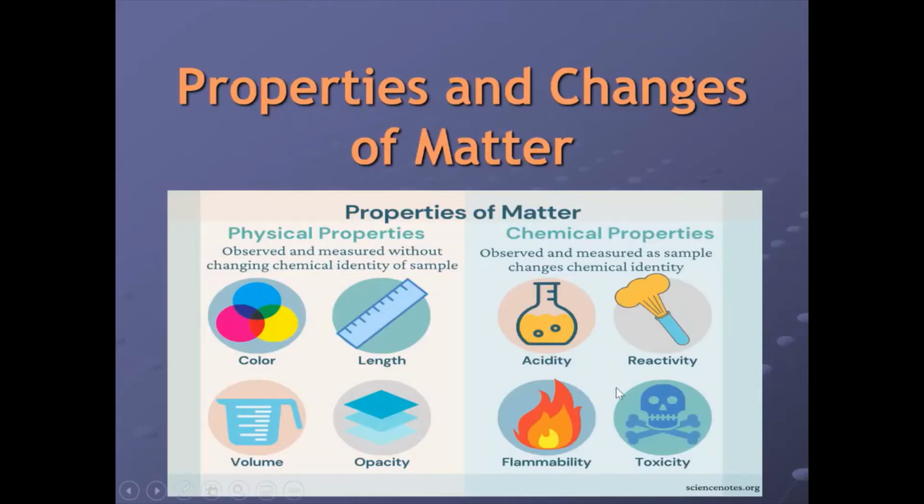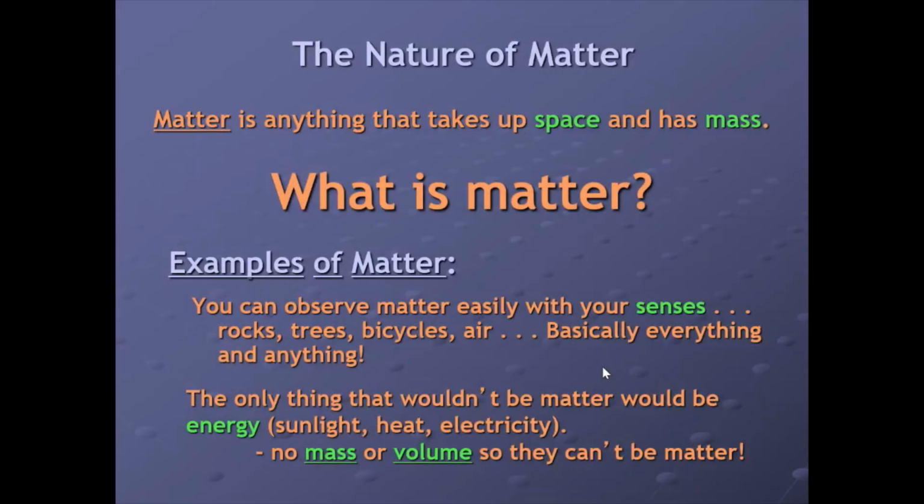So in terms of reactivity, again, that is a chemical property, and then flammability. Flammability is just the ability of something, how likely it is to burn, and then toxicity, just how poisonous something is, and these all have to do with the chemical identity of a substance.